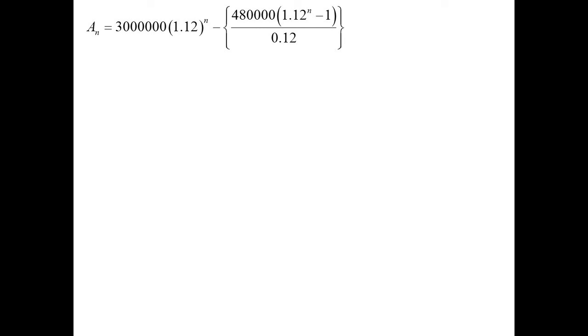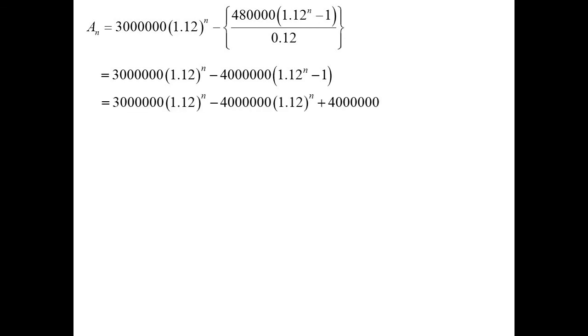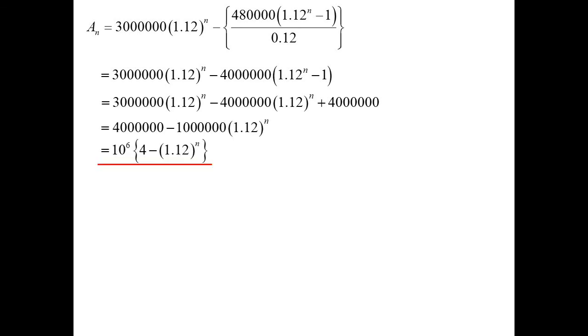Nicely, 480,000 divided by 0.12 comes to a nice neat 4 million. It's good, isn't it? So you can take out a common factor there of 1 million if you want to. Well, eventually. I've expanded out the right-hand side, and there we go. We get what they're asking for. So just a little bit of manipulation to get it into the form that they wanted.